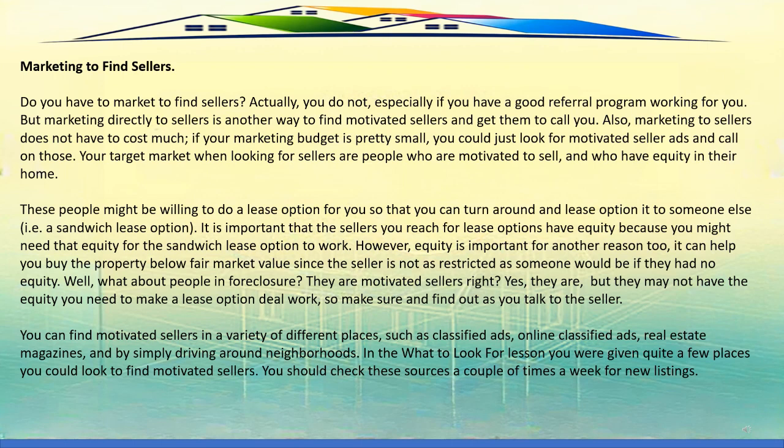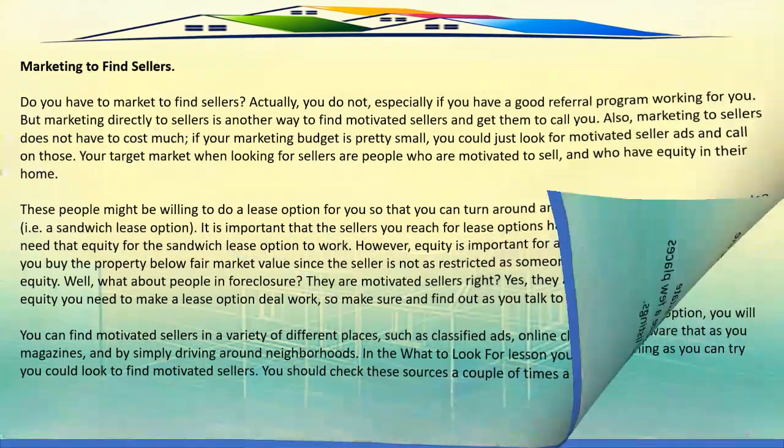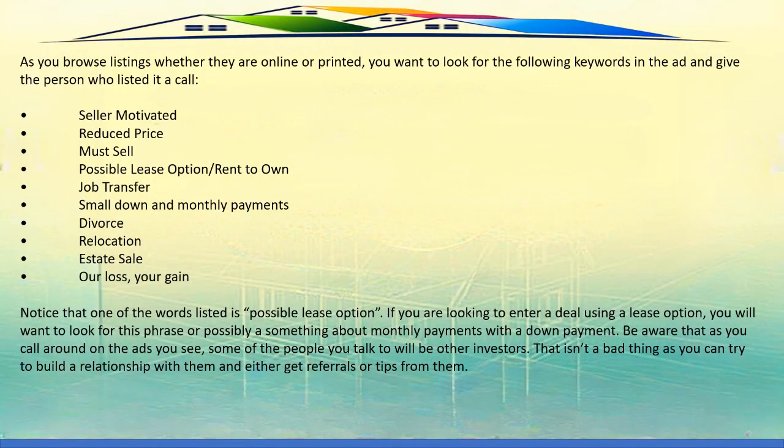You can find motivated sellers in a variety of different places, such as classified ads, online classified ads, real estate magazines, and by simply driving around neighborhoods. In the What to Look For lesson you were given quite a few places you could look to find motivated sellers. You should check these sources a couple of times a week for new listings. As you browse listings, whether they are online or printed, you want to look for the following keywords in the ad and give the person who listed it a call.